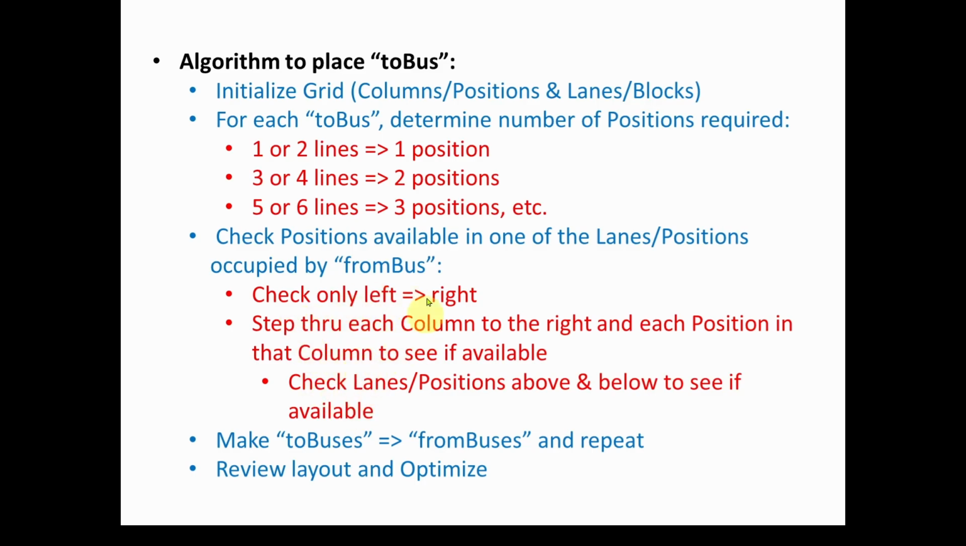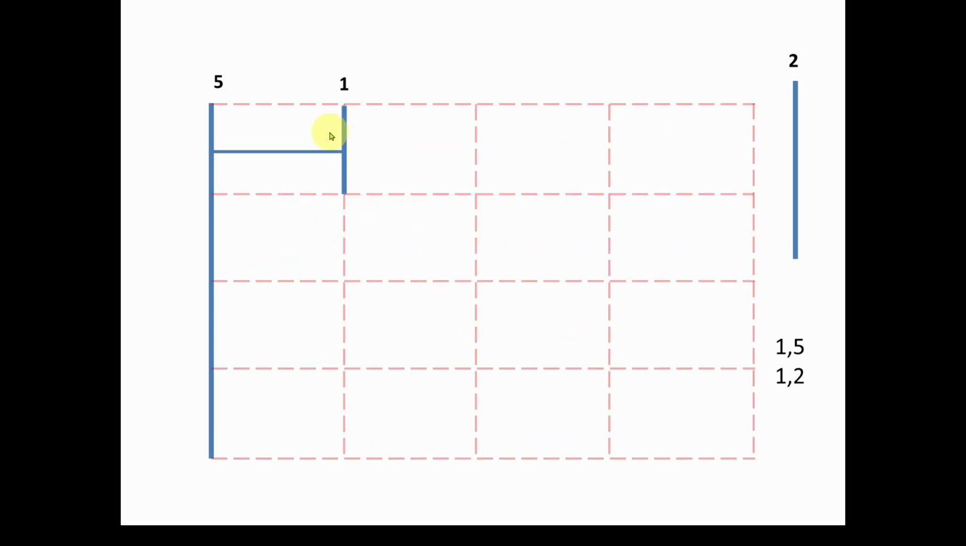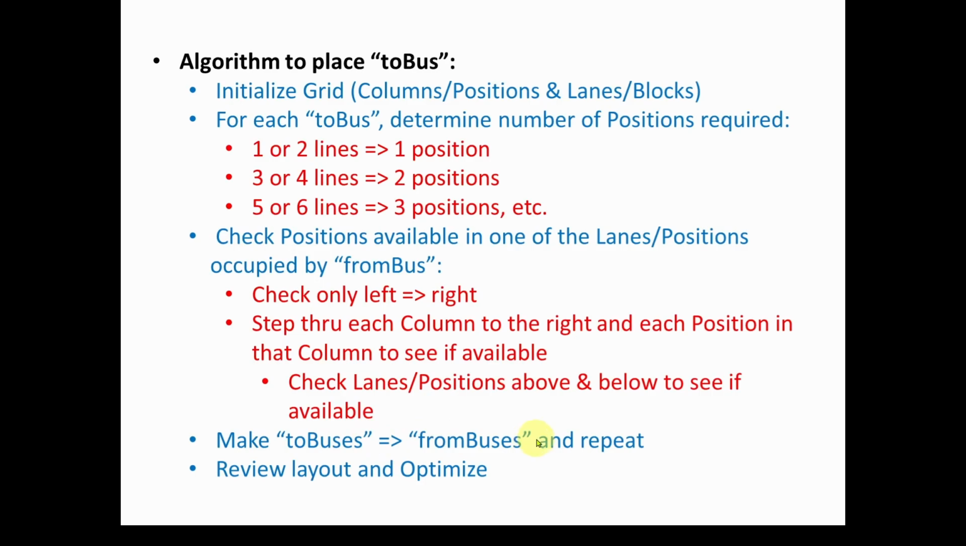And then once we've got the bus placed, we're going to have to make all of the to buses from buses and repeat. We're going to have to iterate. So as we said, here's our from bus, here's our to bus, we place it, and then this becomes our from bus, and then we place all of the to buses. Then we're going to have to iterate through and get all the buses. Once we're done, we can review whatever layout we came up with and optimize it as we talked about before.